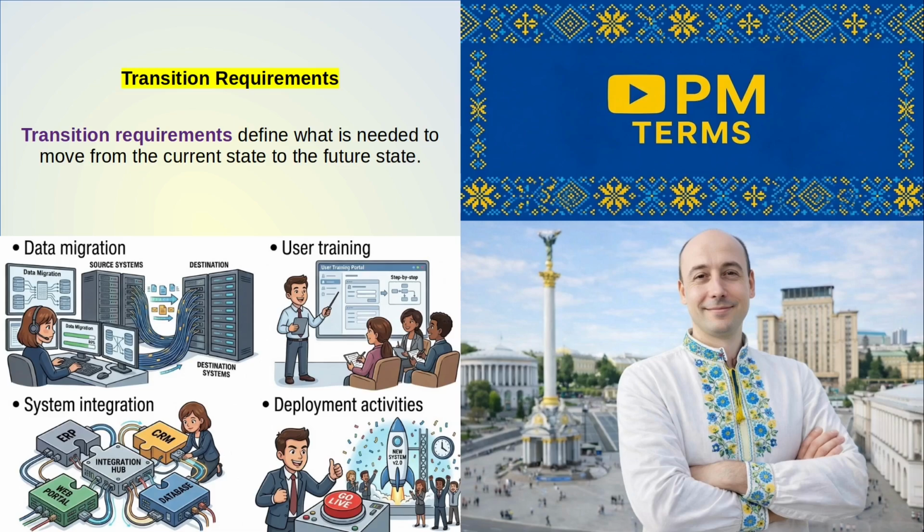After that come transition requirements. Transition requirements define what is needed to move from the current state to the future state. Examples: data migration, user training, system integration, deployment activities. These are temporary requirements that exist only during the transition phase. Ignoring transition requirements leads to failed go-lives, user resistance, operational disruption.